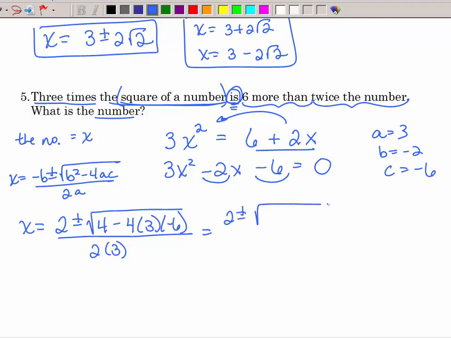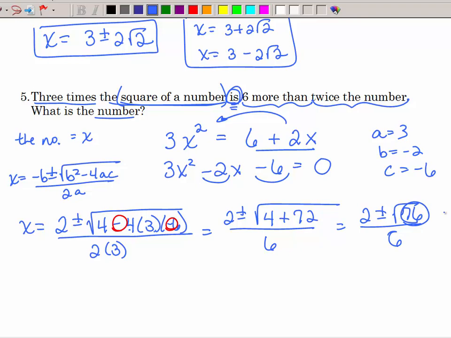So this is a little bit more complex. I've got two negatives, so I know I need to add. So I'm going to have 4 plus 4 times 3 is 12 times 6 is 72. Right, then can I break apart 76? I think 76, if I factor that out, that's 2 times 2 times 19. 2 times 38, I believe. So I can take out a 2. Leave my 19 over 6.